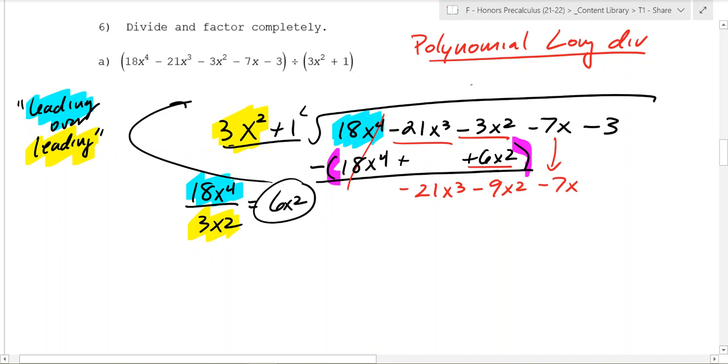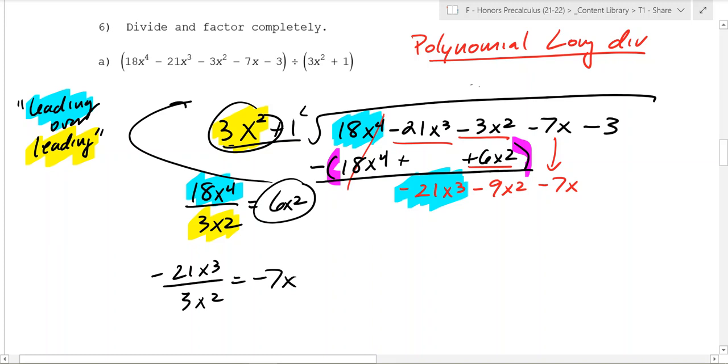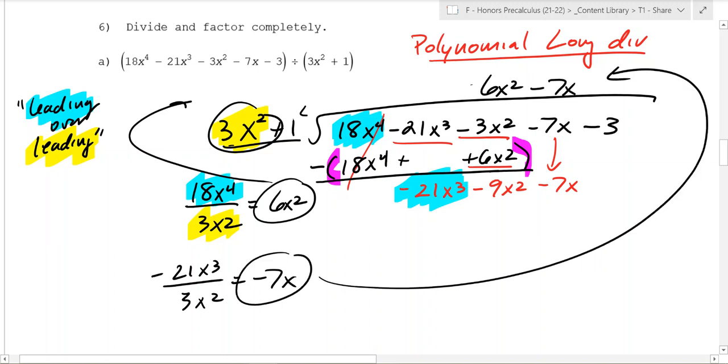In this case, the new leading term is negative 21x cubed. So you have negative 21x cubed over 3x squared, which is equal to negative 7x. Oh, there was a 6x squared right there that I deleted. So then this turns into minus 7x up here. That one went up top right there.